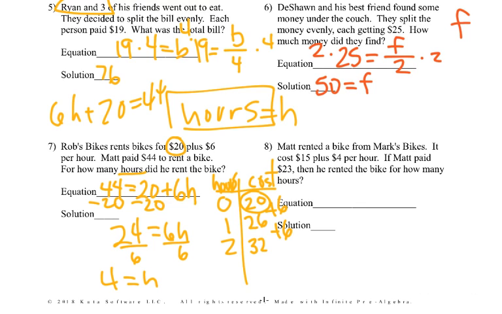Okay, number 8. Matt rented a bike from Mark's Bikes. Ooh, I wonder if they're better than Rob's Bikes. It cost $15 plus $4 per hour. Hey, that's a better deal. If Matt paid $23, then he rented the bike for how many hours? This will be a good comparison.